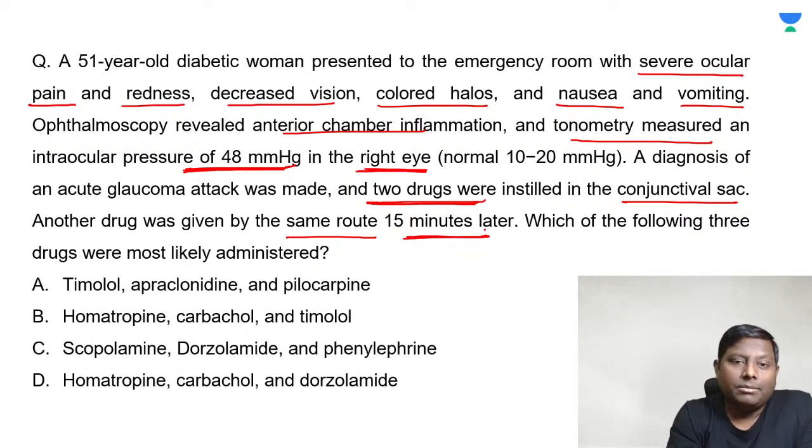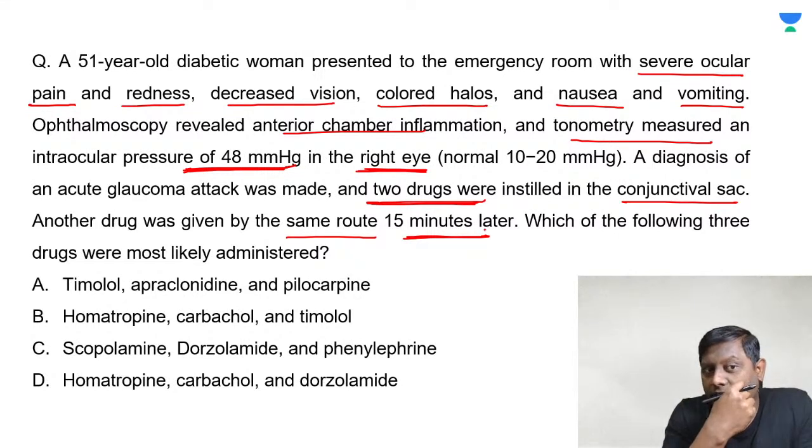So what the examiner is actually asking is, looking at the present scenario where the patient has redness, colored halos, nausea and vomiting, which 3 drugs were given? A combination of 3 drugs has been given here. So which 3 drugs have been given to this patient?